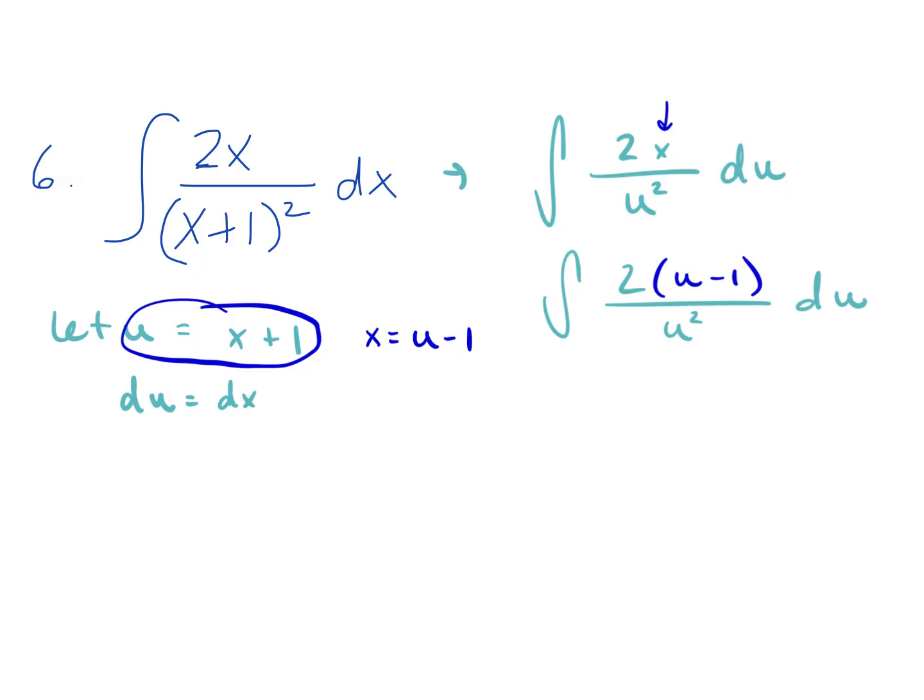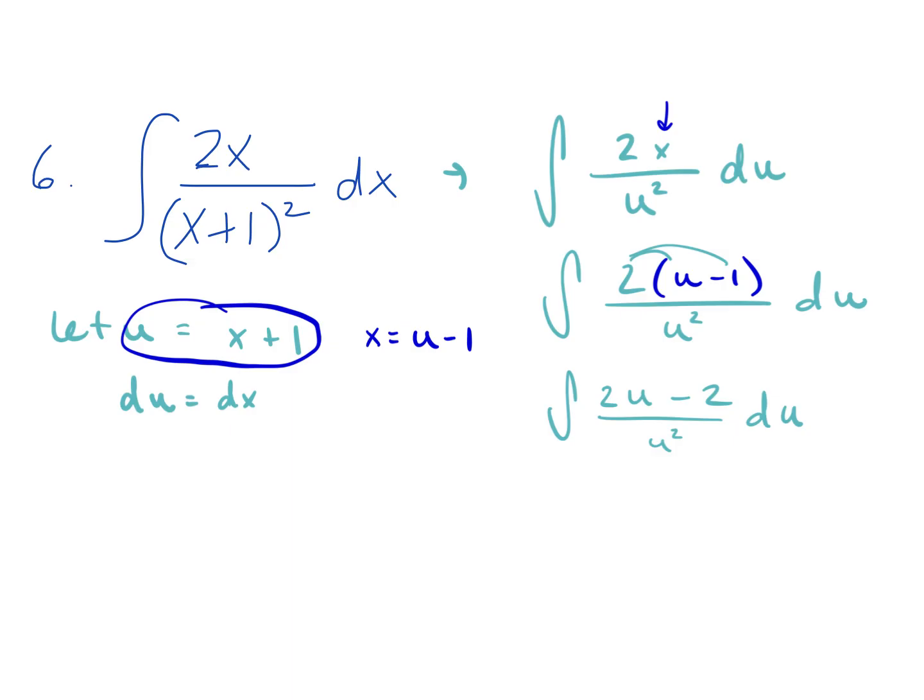Now there's different ways that we can solve this. If you want to pull the 2 out front, just leave it as a coefficient, you can do that. I'm going to distribute here. I'm just going to show you this way, but again, you could do it the other way. That would work too. We have 2u minus 2 over u squared du. Now this doesn't really look more simplified than what we started with, but it's actually better for us when we just have one term in the denominator and multiple terms in our numerator.